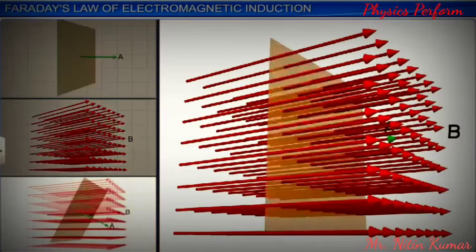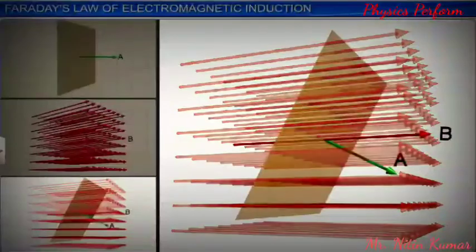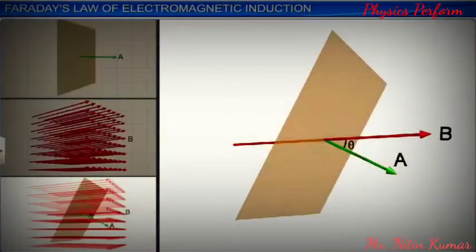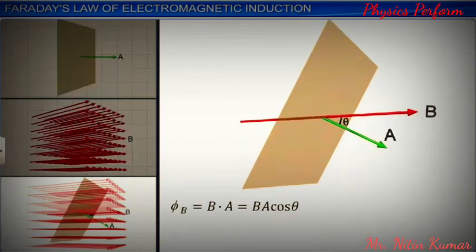If a plane of area A is placed in a uniform magnetic field B with its area vector A making an angle theta with the magnetic field, then the magnetic flux phi B through the area can be written as phi B is equal to B dot A, which is equal to BA cos theta.